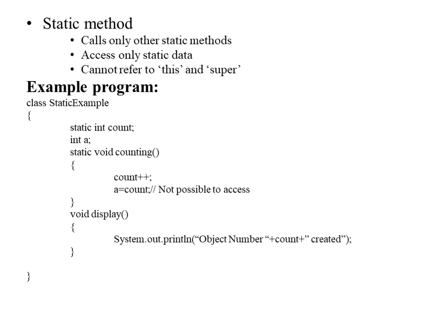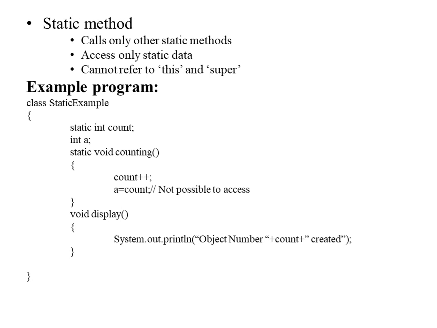It cannot be referred with the help of this operator and the super keyword. We'll see what this and super are in the next presentation. So these are the three main points you should remember when you are declaring a method to be static. Now let us see a simple example.